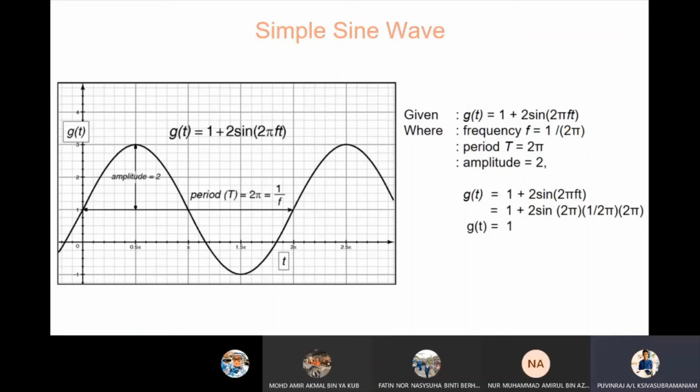For the calculation, first of all, a simple sine wave. The frequency is 1/2π. The period is 2π. Substitute the frequency and period into the equation given and obtain the answer.